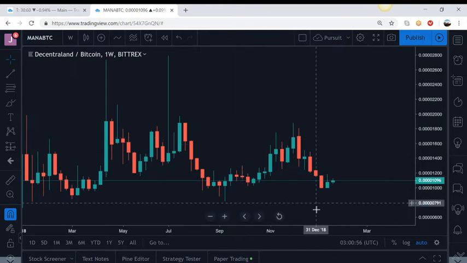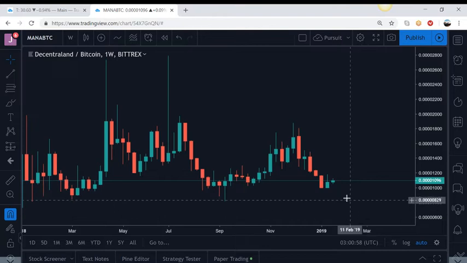So when I look at this chart, what I see is I want to know, I trade charts in individual sections, okay?